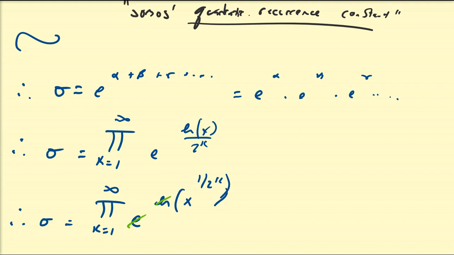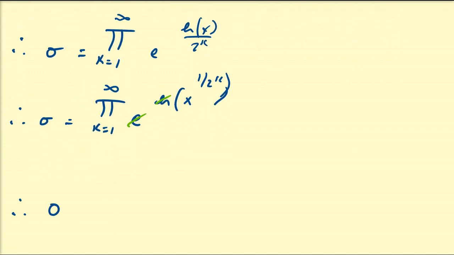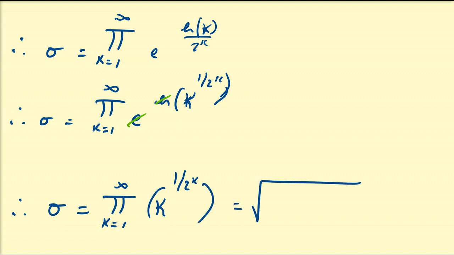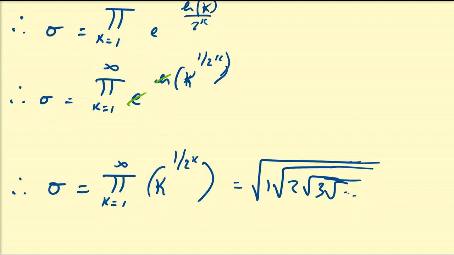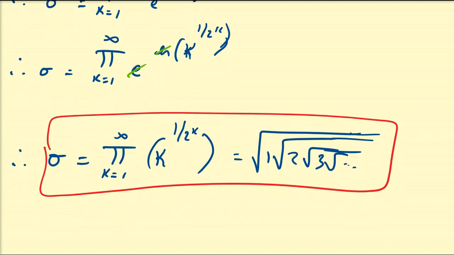So of course, these things cancel, and then we have our traditional representation for sigma. So sigma is going to be equal to the product from k equals 1 to infinity of k to the 1 over 2 to the k. This is, of course, equivalently the square root of 1, square root of 2, square root of 3, square root, and so on. So we've proven that this constant definitely does exist.